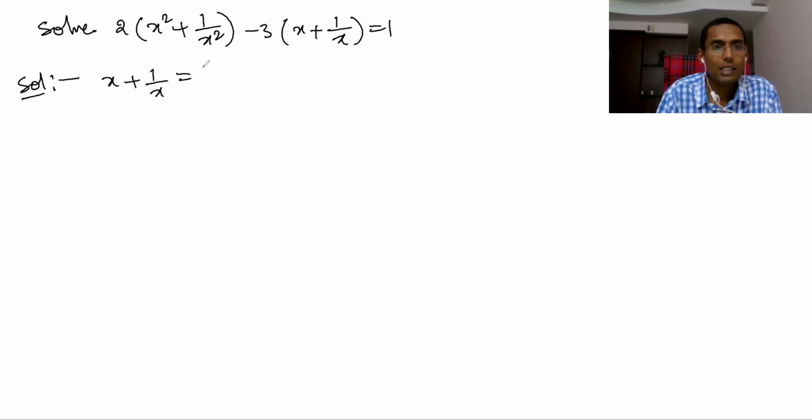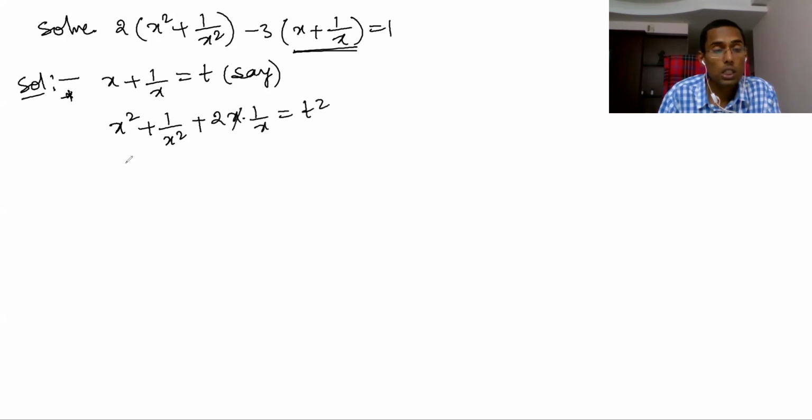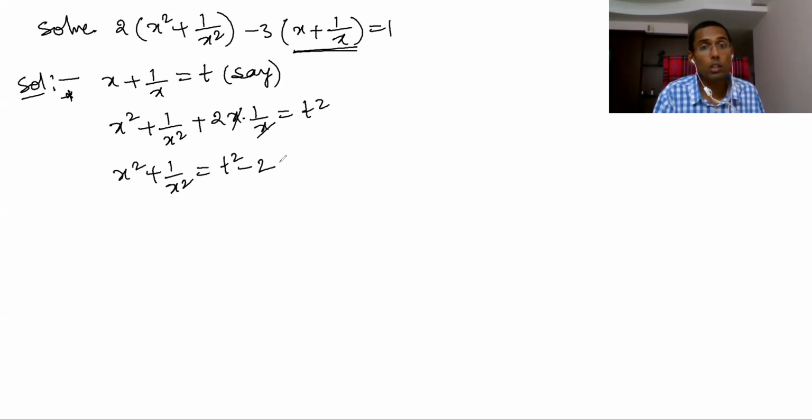So let this equal to t. This one I am taking as t. An important trick, actually, it is very important trick. So here, if you square on both sides, it will give you x square plus 1 by x square plus 2ab, 2 into a into b, is t square. This is the important part. So x square plus 1 by x square automatically you get as t square minus 2. This is important trick to see.